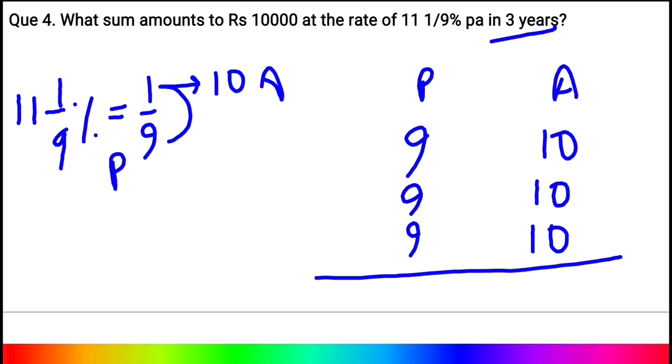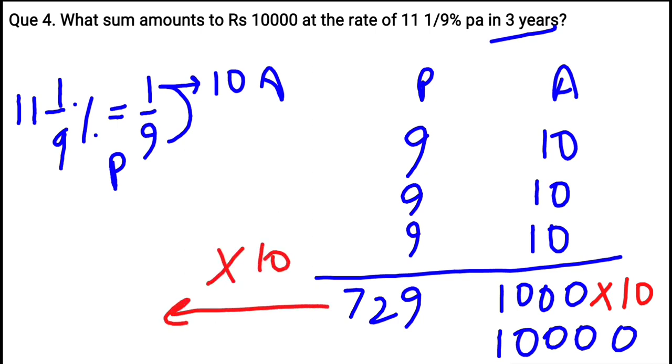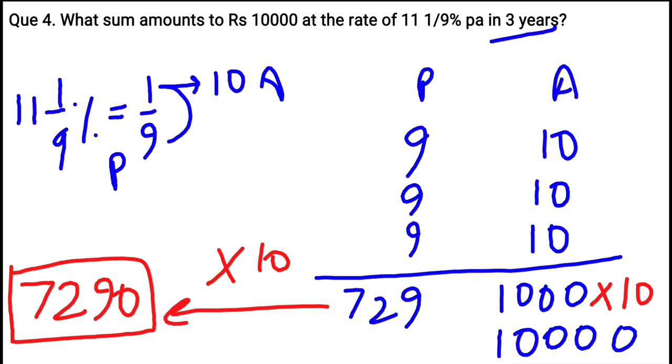So how much is it? It is 10 times. Very simple to understand. And similarly we have to multiply by 10 here, and the final answer we get is 7290. This is our final answer. It means if you deposit this much money at this rate, then in 3 years you will receive this much money.